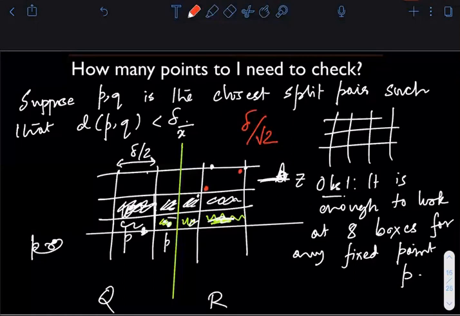Now, if that is the case, then what is the maximum distance between these 2 points? The maximum distance these 2 points could be is delta over square root 2, right? Because it's the diagonal of this square. That could be the maximum distance. But I know that the minimum distance between any pair of points on the R side can be at least delta, right? That is the definition of delta. Because remember, how did we reach delta? We were recursing on Q, we were recursing on R, and delta is the minimum of these 2 quantities.